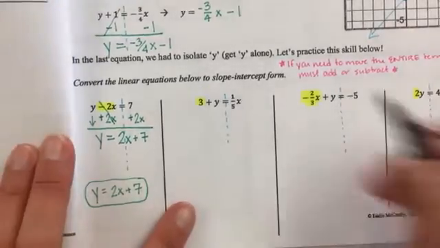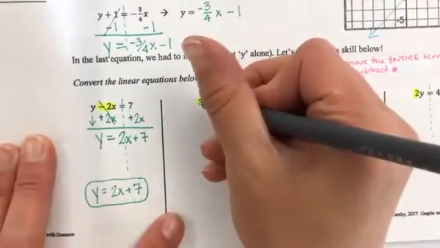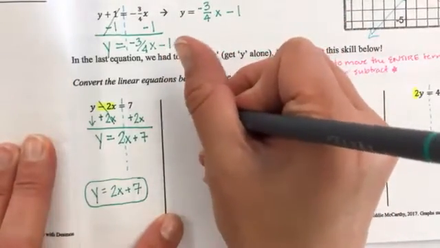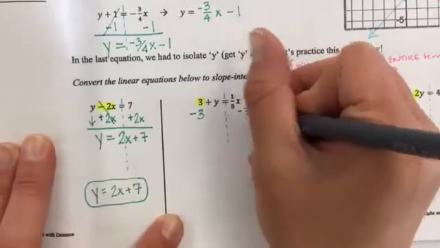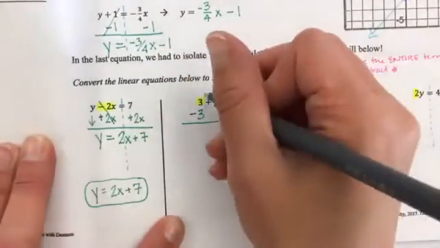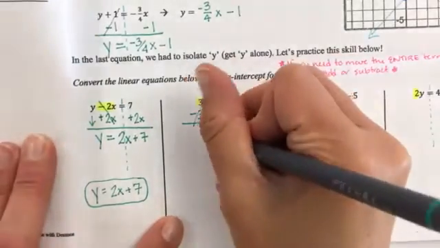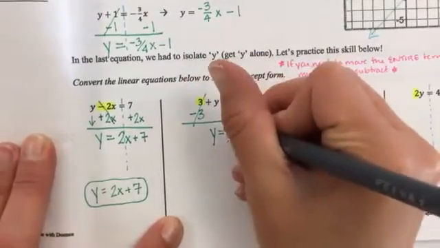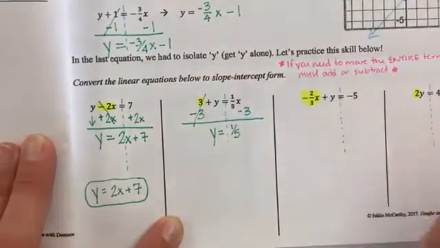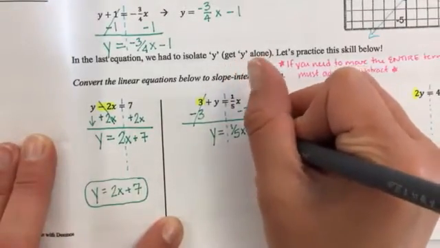On the next one, I want to move that entire 3 to the other side. So because it's a positive 3, I need to subtract it. That cancels these out. And I'm left with y equals 1/5 x minus 3.